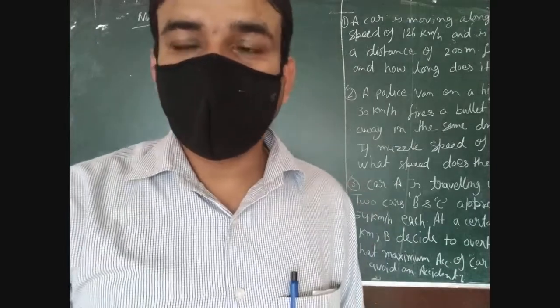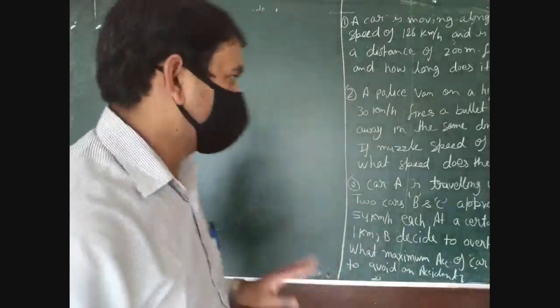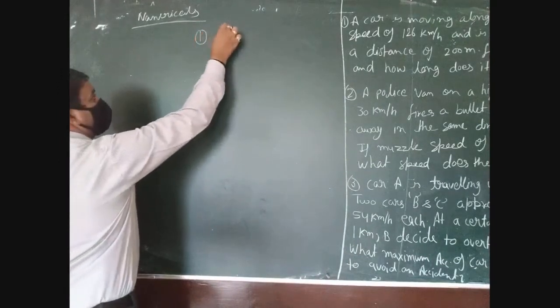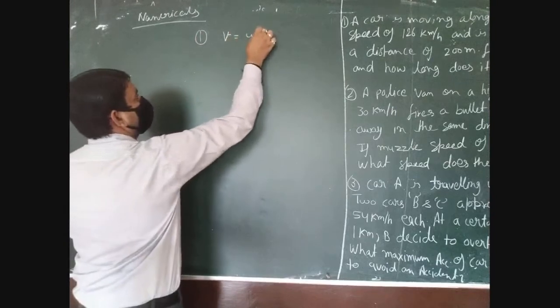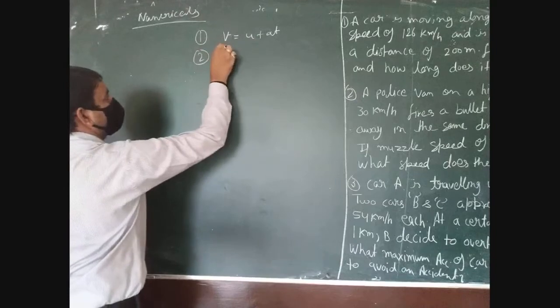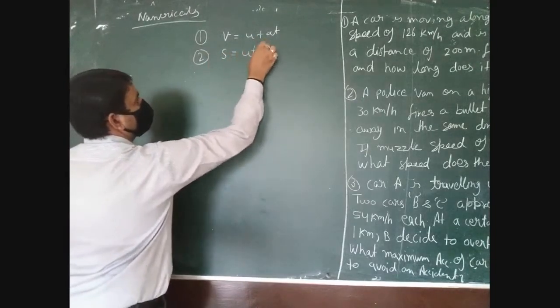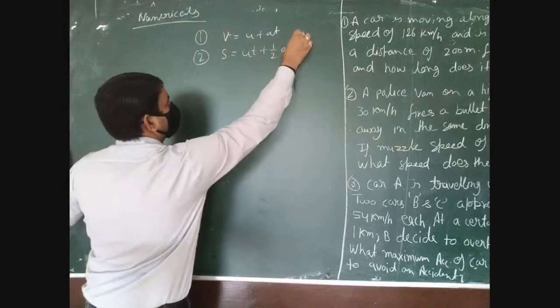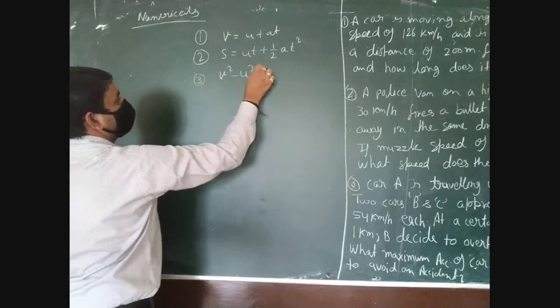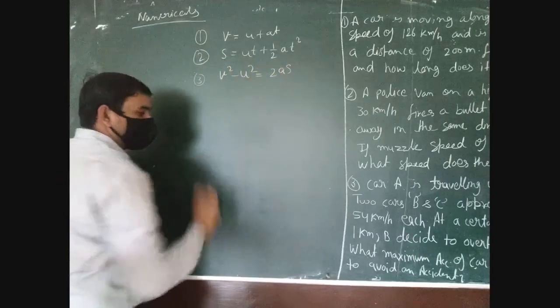Students, in today's class, we solve some numericals which are based on motion in a straight line. Okay. So first we have the three equations of motion. The first equation states v is equal to u plus at. Second is s is equal to ut plus half at square, and third equation is v square minus u square equal to 2as.